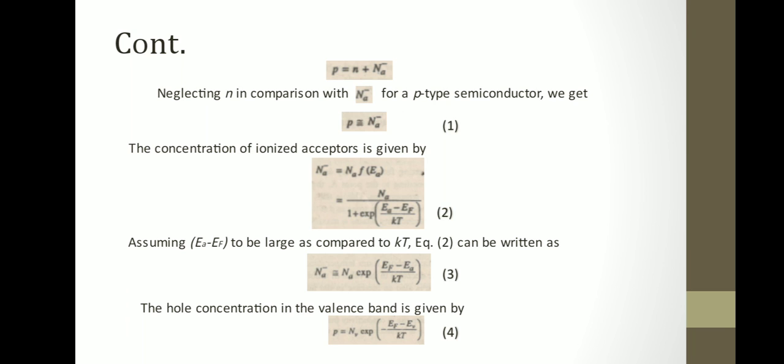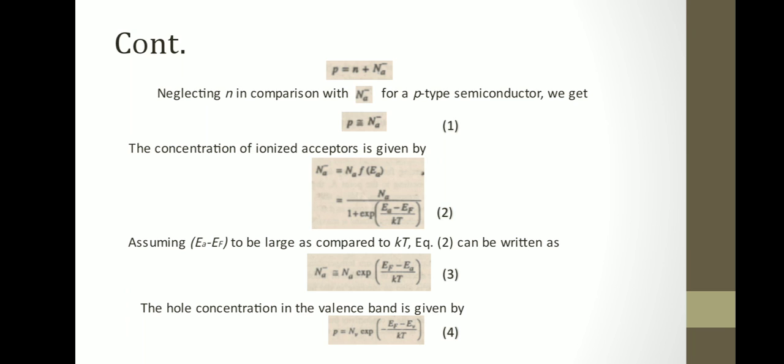We take 1 plus exponent of (Ea minus Ef) by Kt as equal to exponent of (Ea minus Ef) by Kt, and when it shifts upward, the negative sign changes the exponent's value. The hole concentration in the valence band is given by P is equal to Nv exponent of minus (Ef minus Ev) by Kt.